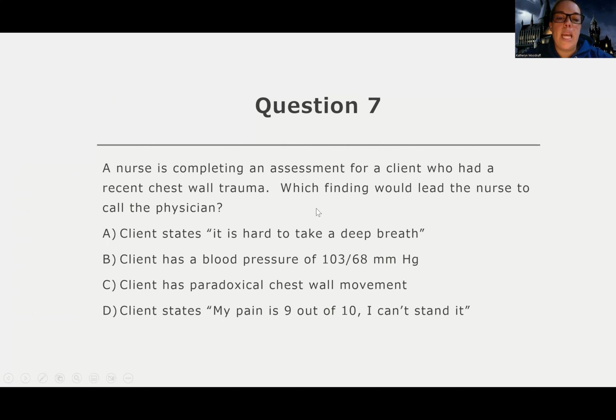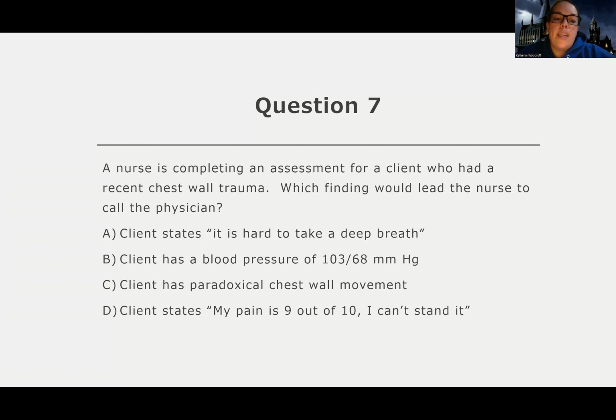A nurse is completing an assessment for a client who has had a recent chest wall trauma. Which finding would lead the nurse to call the physician? So for a question like this, it's saying I'm doing an assessment and they've had a chest wall trauma, something like that, and when do I need to call the doctor? This would require me to have studied what is normal or expected and when is the time to call the doctor.